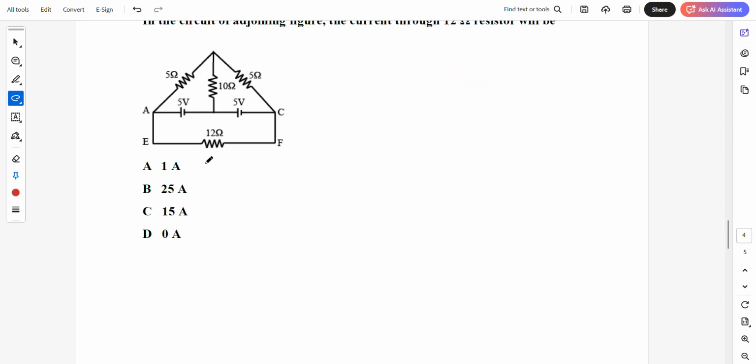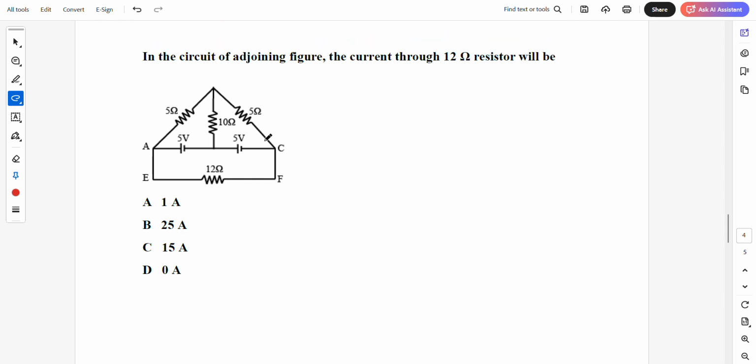Hope you understood. Next problem. In the next problem, these are problems based on the nodal method. In the circuit in the adjoining figure, find the current through the 12 ohm resistor. This is the nodal method.